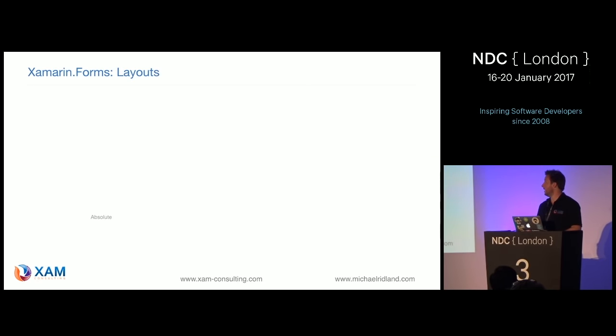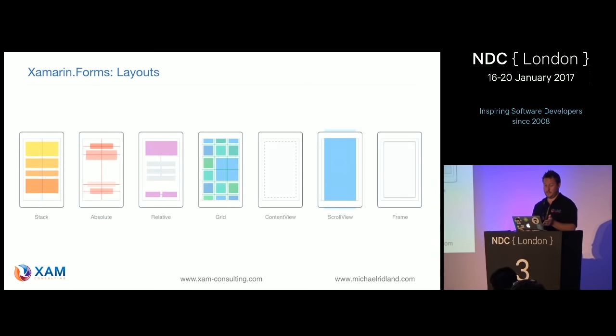So some of the layouts. As I've mentioned, the stack layout. The stack layout's great if you just want to stack things on top of each other or horizontally. The absolute layout's pretty good. You can do layering with it. It doesn't look that good if you're using XAML. As I was saying before, don't use the relative layout. The grid is an amazing control. It really allows you to reduce your nesting.